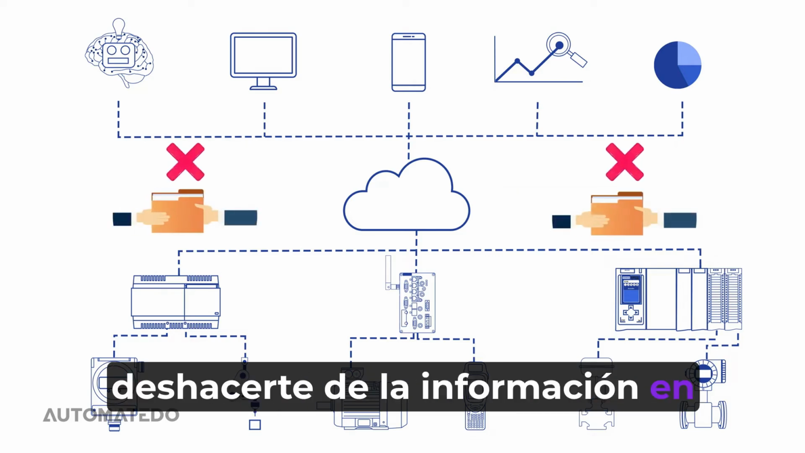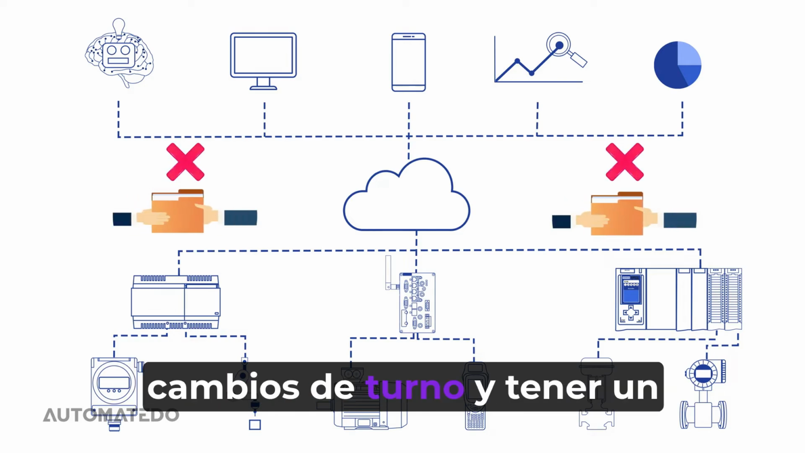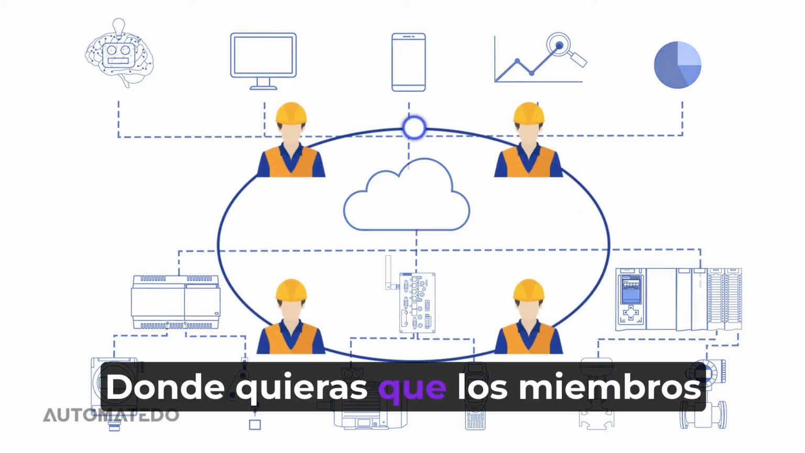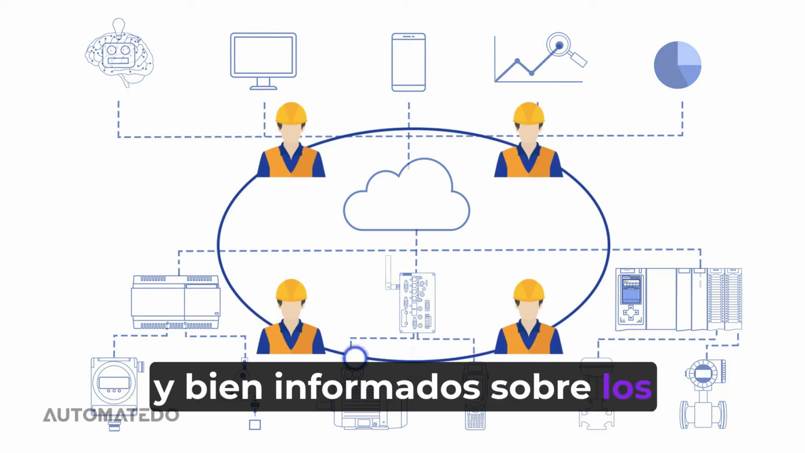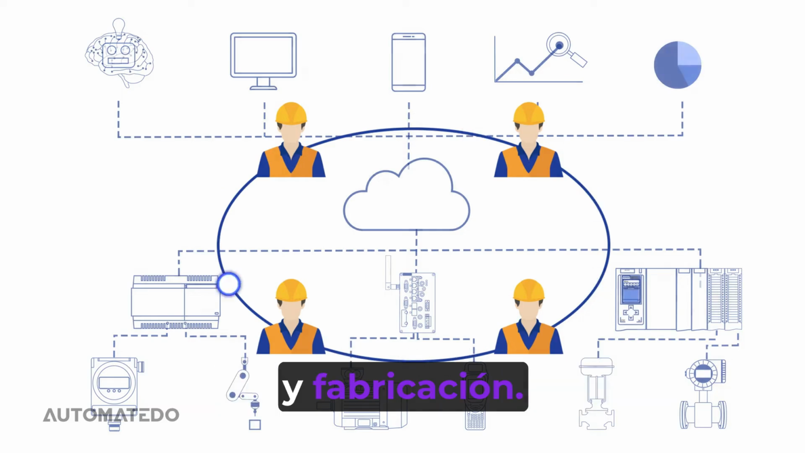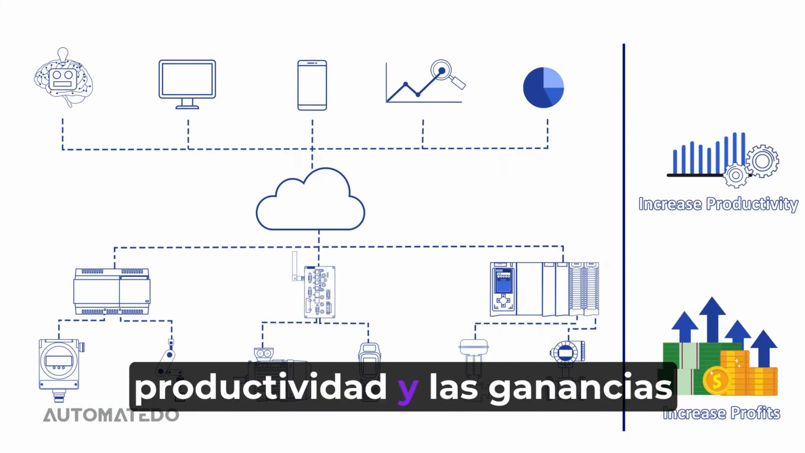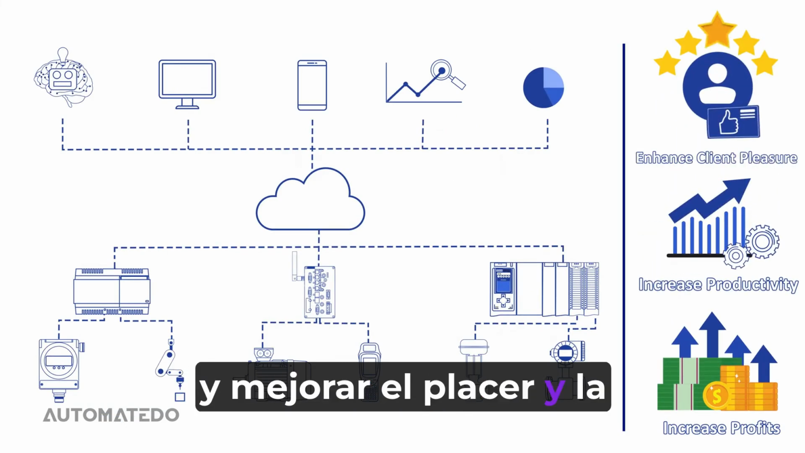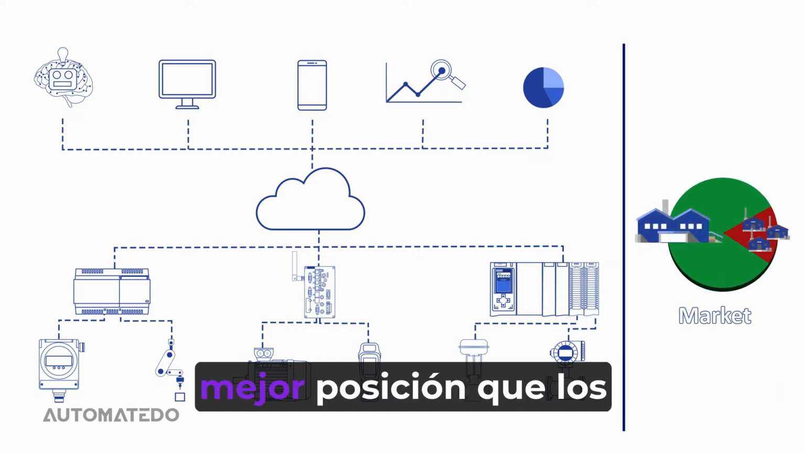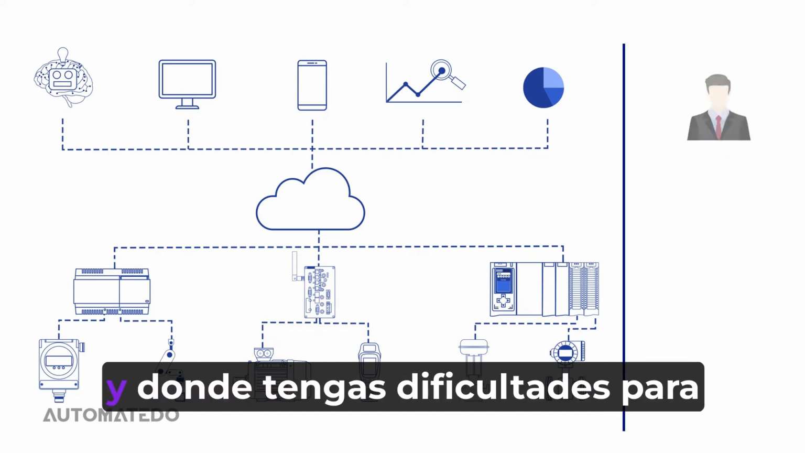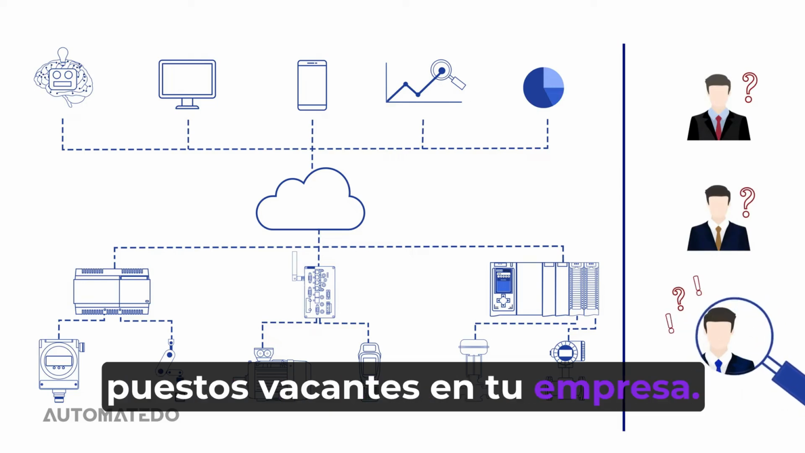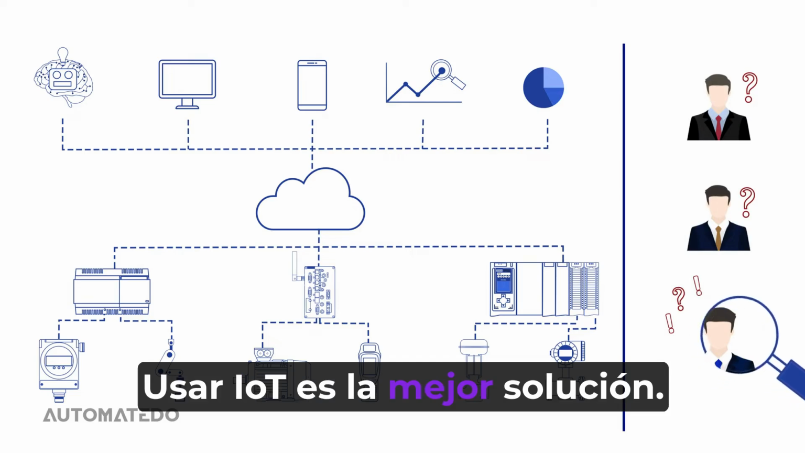Where you want to get rid of paper information that is passed during shift changing and have a unified data space to digitize information. Where you want your team members to be up to date and well informed on planned processes and be aware of current business and manufacturing procedures. Where you want to increase productivity and profits and enhance client pleasure and experience. Where you want to be ahead of the pack and have a better position than competitors in the market. And where you have difficulties finding candidates to fill open positions at your company, using IIoT is the best solution.